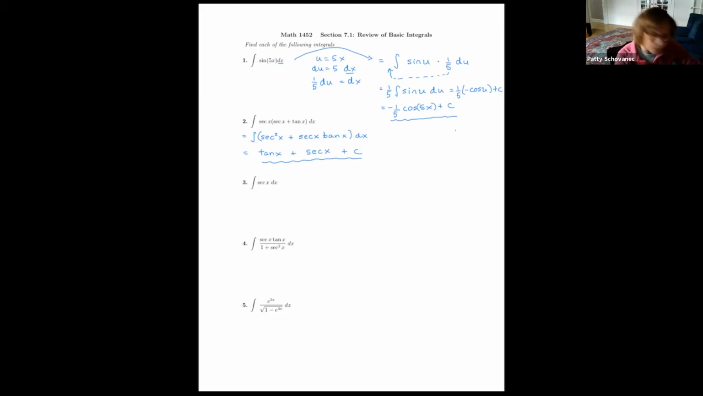So here's our trick. We're going to be integrating the secant of x a gazillion times in chapter 7. So I'm going to derive the formula for it, and you're going to memorize the formula for it. And the trick is to use the idea from the above problem. I'm going to take this integrand and I'm going to multiply by 1. Because I can. We can multiply anything by 1. But I'm going to multiply it by 1 in this form. I'm going to multiply it by the secant of x plus the tangent of x over itself.